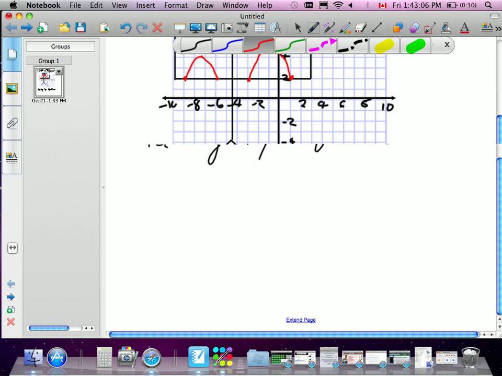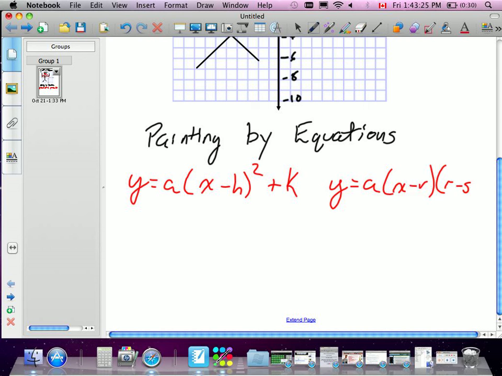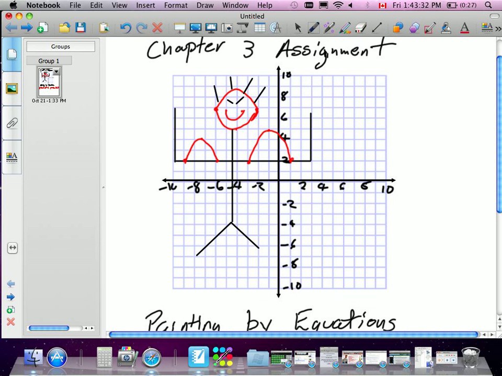So if you remember our equations for quadratics, y is equal to a(x minus h) squared plus k. Or you can use what we've just gone over, our factor form, y equals a(x minus r)(x minus s). So you can use x-intercepts to write them out. But first of all, I'm going to find the equation for this one right here, the bottom half of his head.